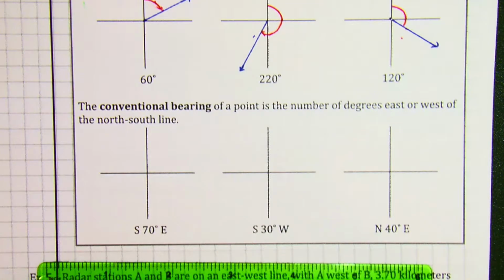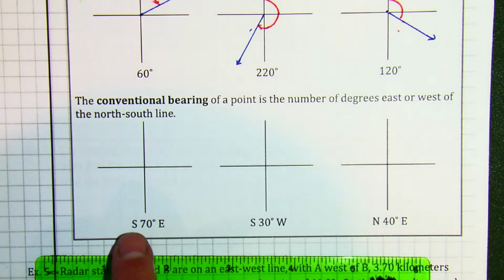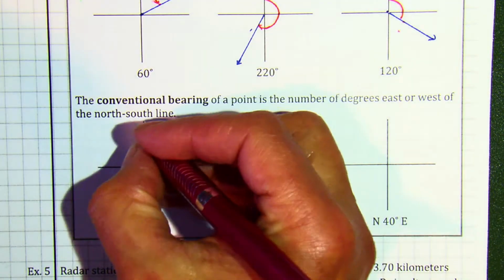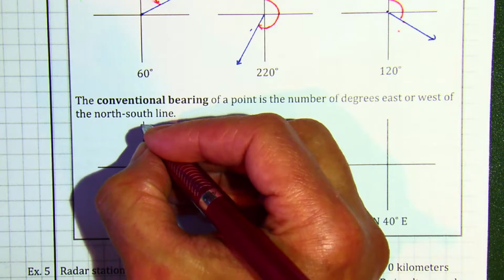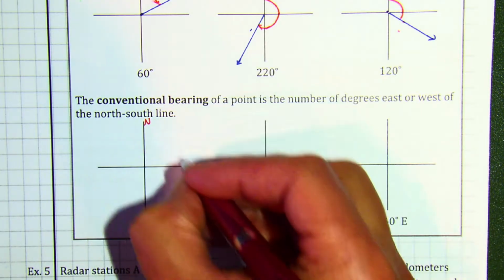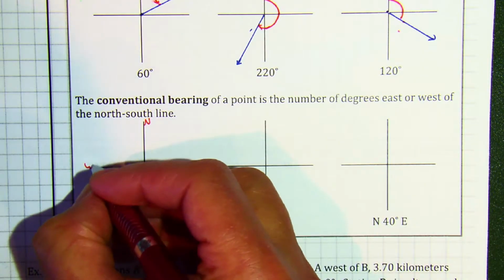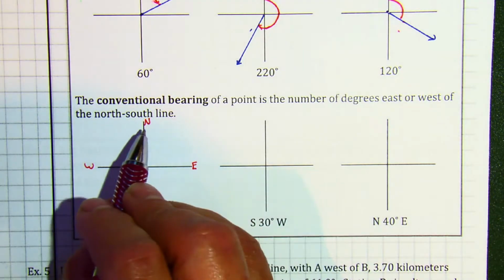Now we have conventional bearing. It tells you from where to start, the north or the south, and what direction to go towards. Now, all of you guys know this is never eat soggy waffles. Or you know the other one.